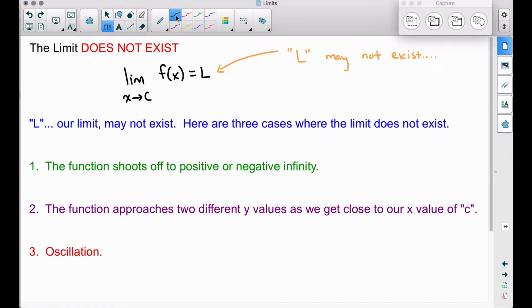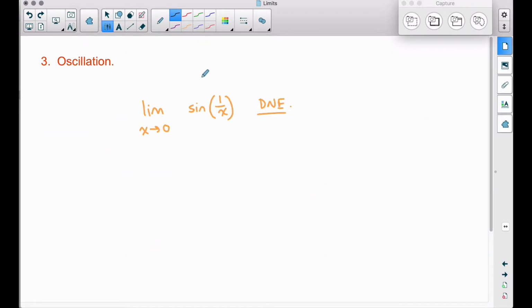In this video, we're going to talk about when the limit does not exist. Sometimes as x approaches some value c in some function, that L that we've been talking about may not exist. There are three cases we want to look at here, and we're going to look at all three of them in this video.